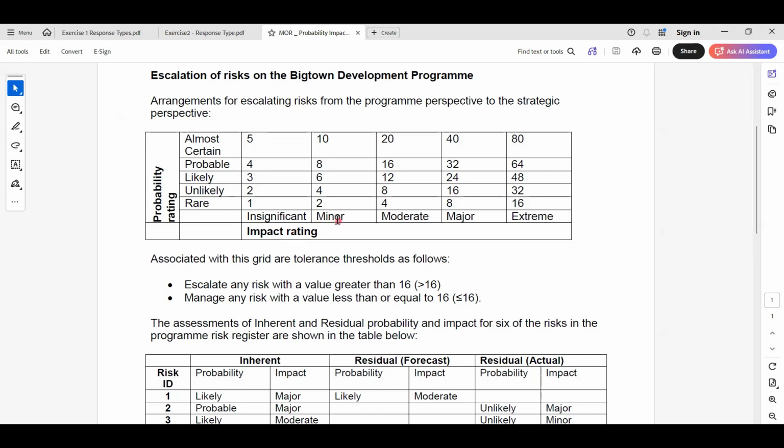Similarly, if a risk is minor and rare, 2. If it is minor and unlikely, 4. So I'm multiplying the previous column by 2, just to create a standard, so there is an understanding among us that a risk which is insignificant and rare is half in terms of value compared to minor and rare. So I will create this standard, and it is a standard table.